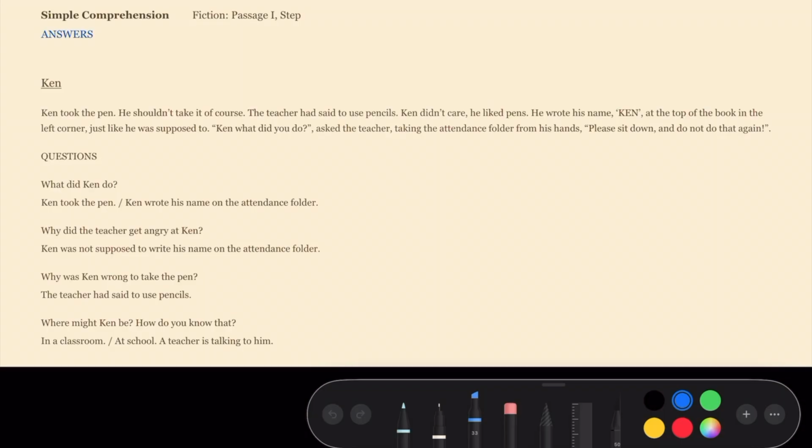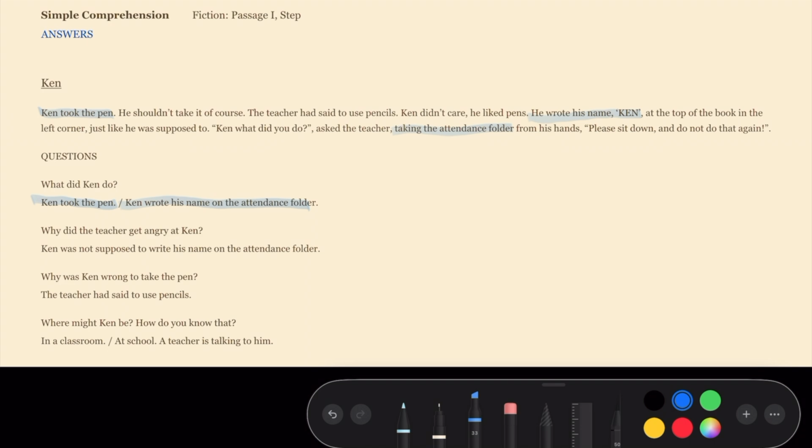Now let's check the answers. What did Ken do? Well, Ken took the pen. That's the first thing Ken did. We could also say that Ken wrote his name on the attendance folder. It says he wrote his name Ken, and he did it on the attendance folder.